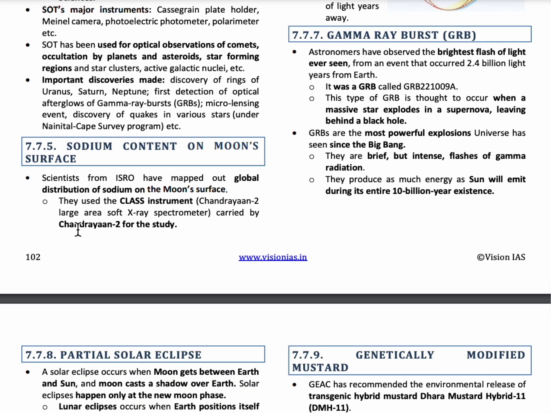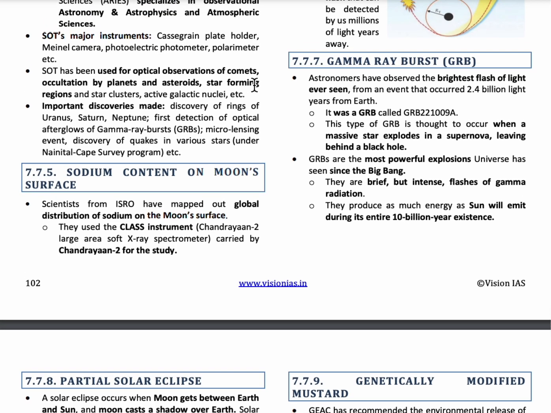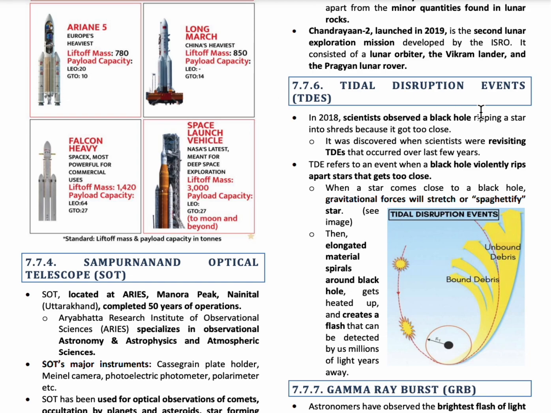The next topic is sodium content on the moon surface. Chandrayaan-2 has mapped the global distribution of sodium on the moon's surface. The next topic is tidal disruption events, TDEs. When a star and a black hole get close to each other due to gravitational force, a part of the star elongates and surrounds the black hole. At that time, enormous heat is generated and creates a large flash of light. This light can be seen by us even when we are some million light years away.